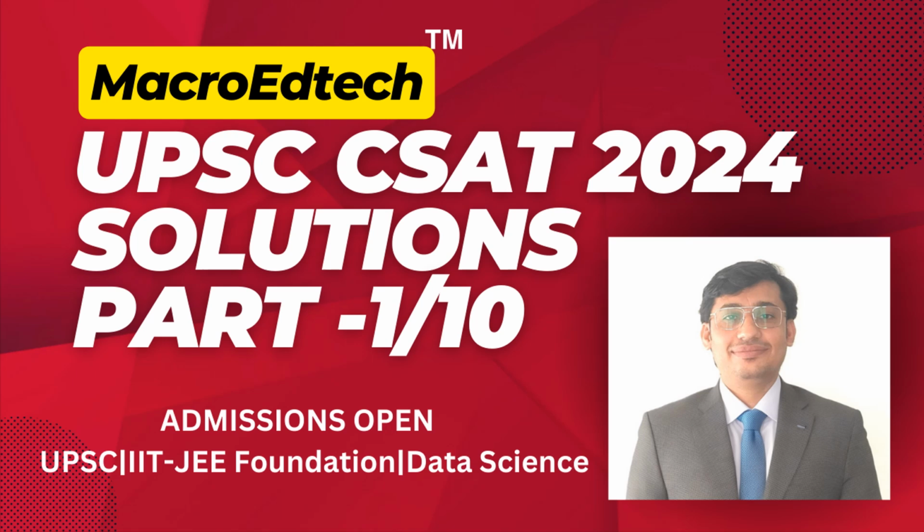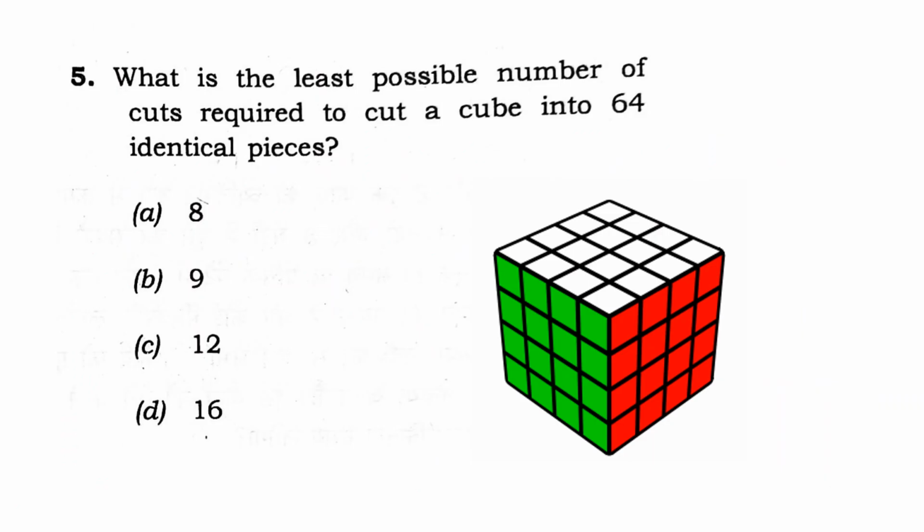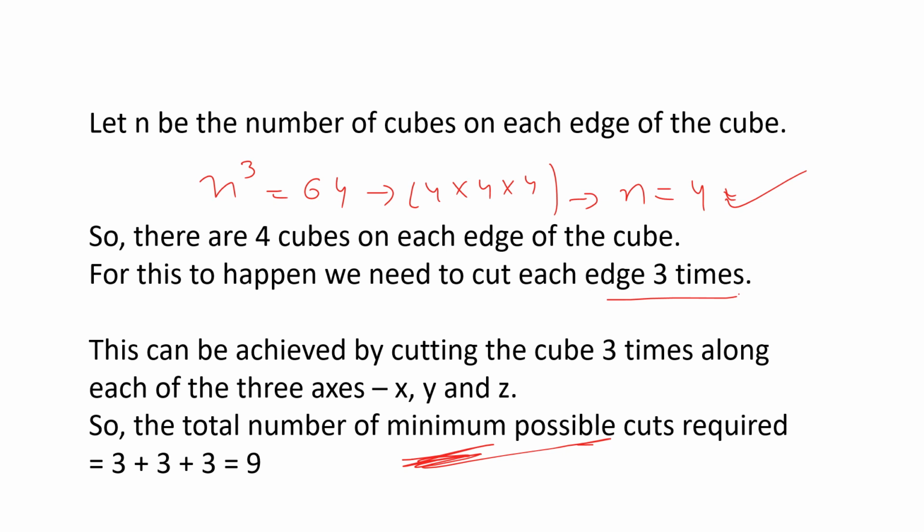Today we are going to solve part 1 out of 10 of UPSC CSAT 2024. In this first part we are solving numerical aptitude questions. What is the least possible number of cuts required to cut a cube into 64 identical pieces? And here you can see one of the ways to solve this question.